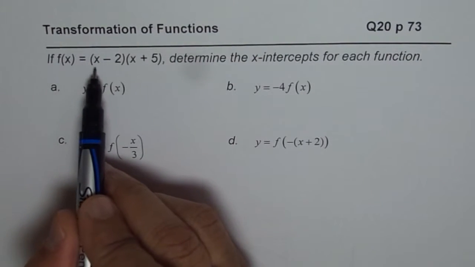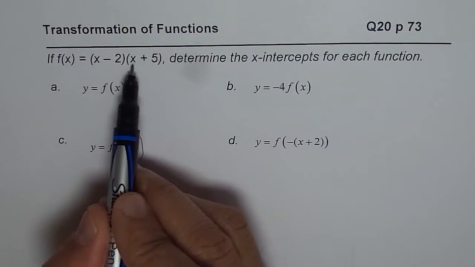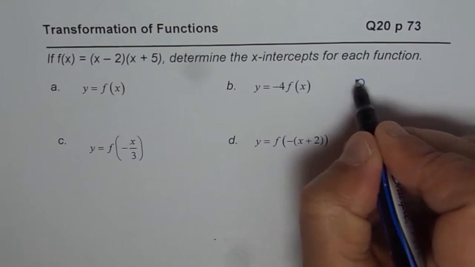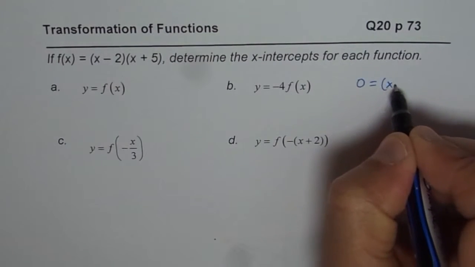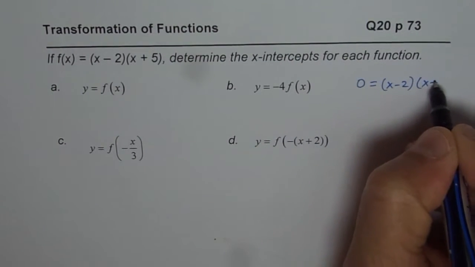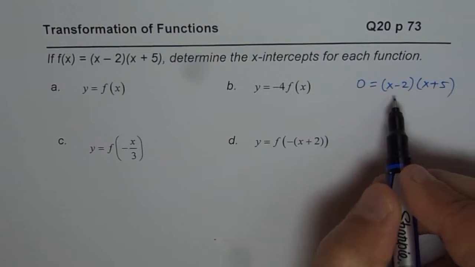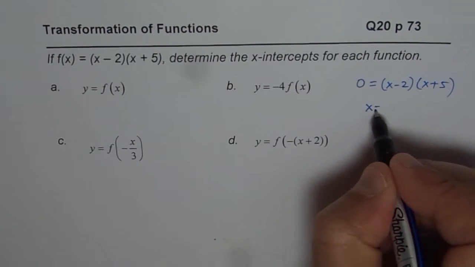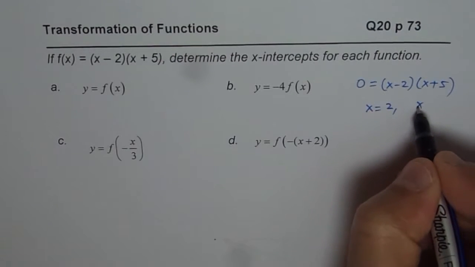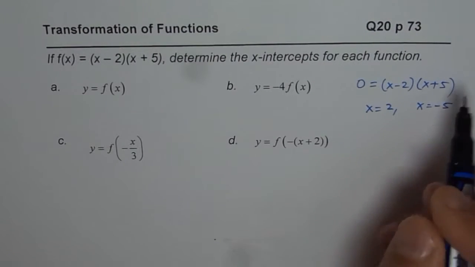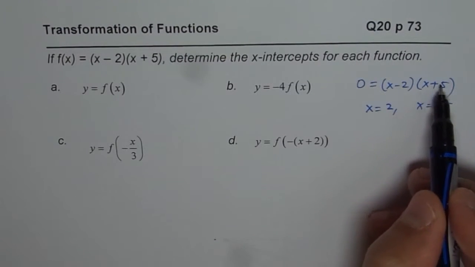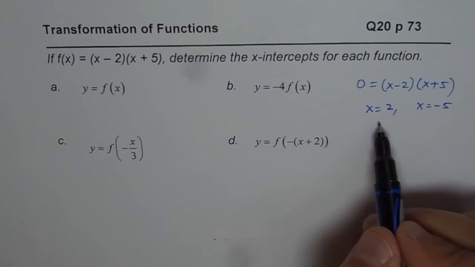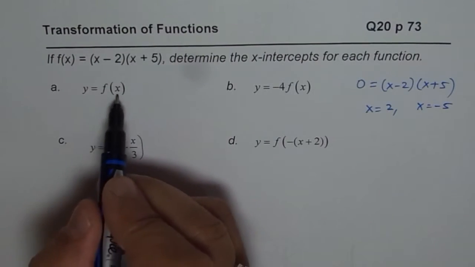So we have f of x equals (x minus 2)(x plus 5). When is it 0? That means we are solving the equation 0 equals (x minus 2)(x plus 5). Equate each factor to 0 to find the zeros. So the first zero is at x equals 2. The other one is at x equals minus 5, which you get by solving x plus 5 equals 0, and this one, x minus 2 equals 0, right? So these are your two zeros for the given function.